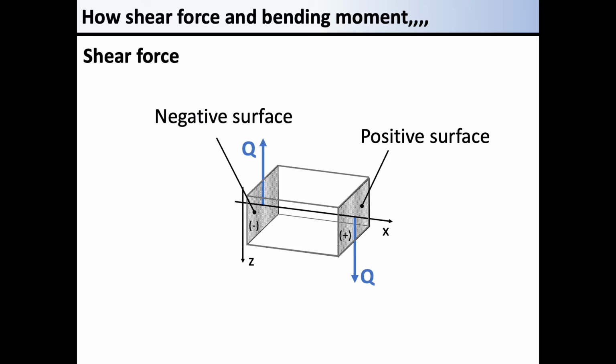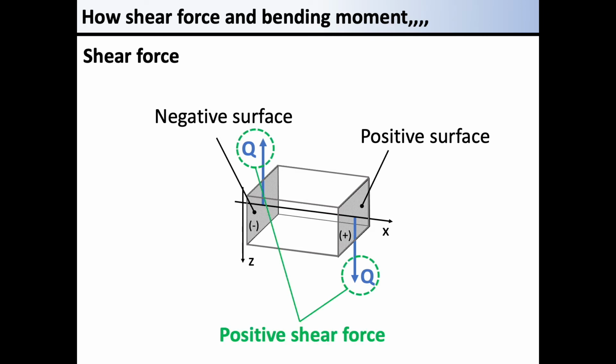The negative surface is the opposite side of the positive surface. The negative surface has the normal vector on the surface of the left in the illustration toward the negative direction along the x-axis.